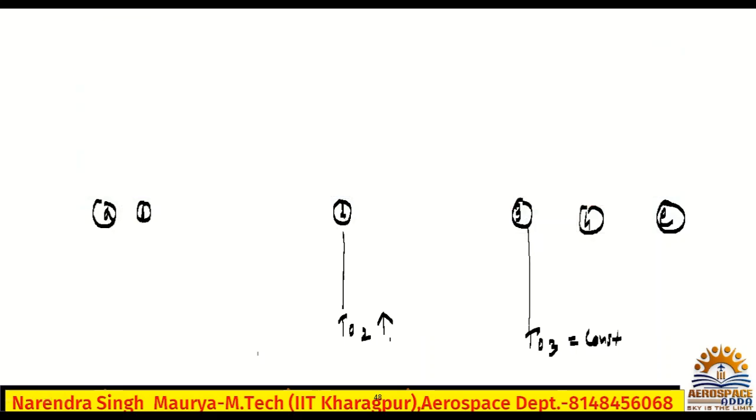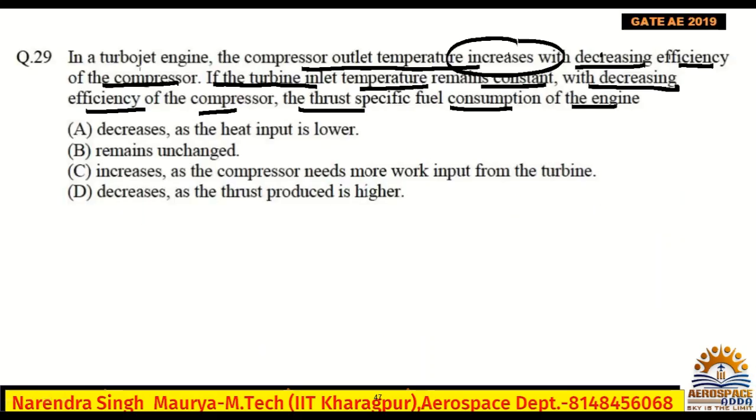Now we'll read the last statement. What they are saying: with decreasing efficiency of the compressor, the thrust specific fuel consumption of the engine. If the compressor efficiency is decreasing, then what will be the thrust specific fuel consumption of the engine? Okay, simple, check.